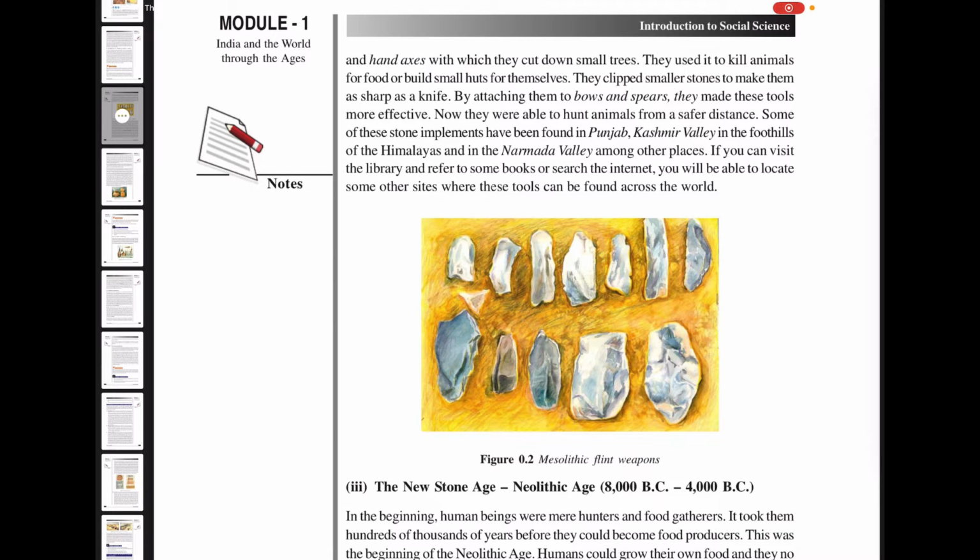Some of these stone implements have been found in Punjab, Kashmir Valley in the foothills of the Himalayas, and in the Narmada Valley, among other places. If you can visit the library and refer to some books or search the internet, you will be able to locate some other sites where these tools can be found across the world.